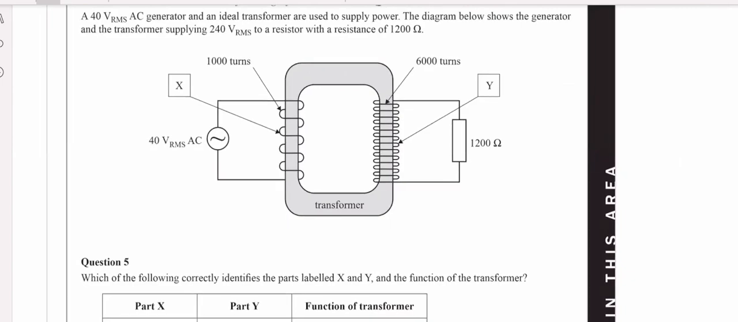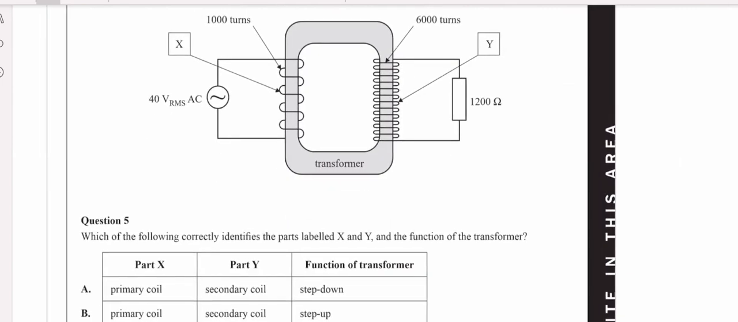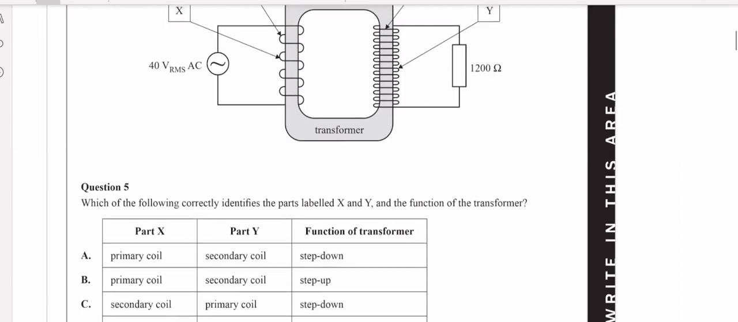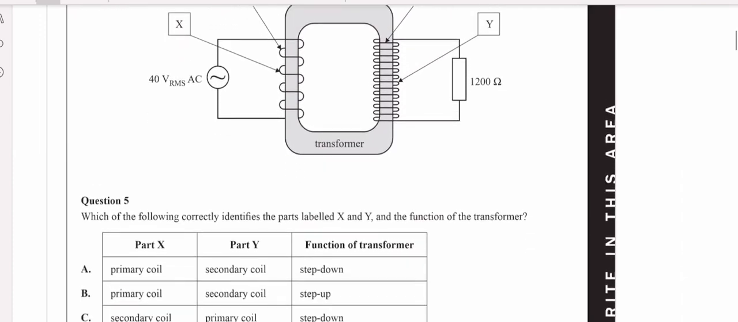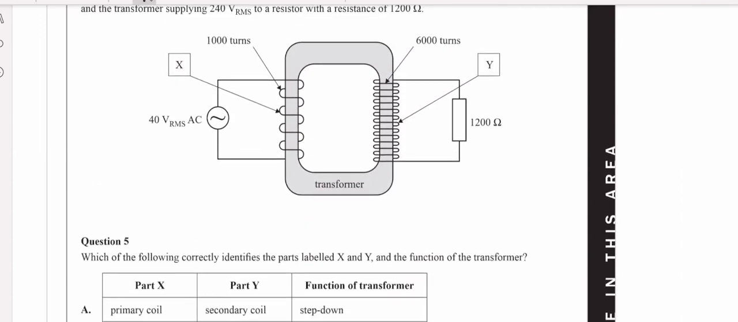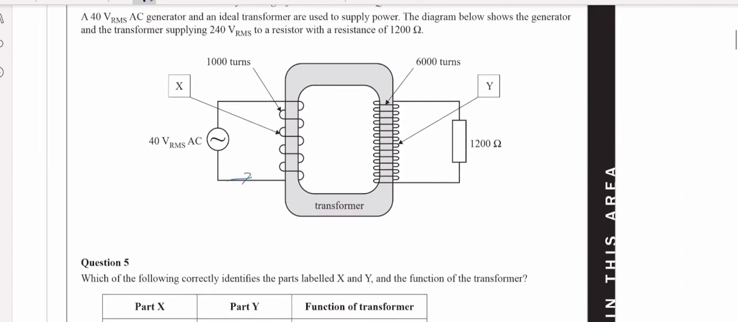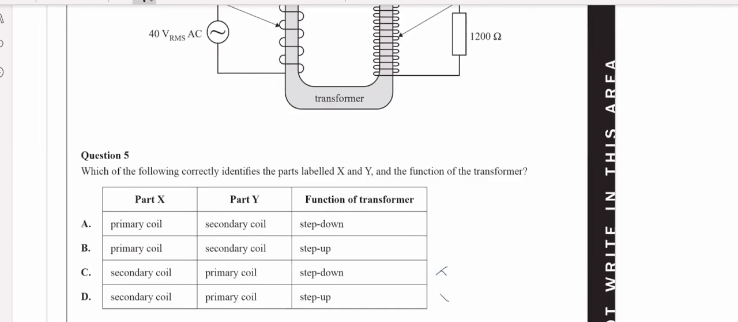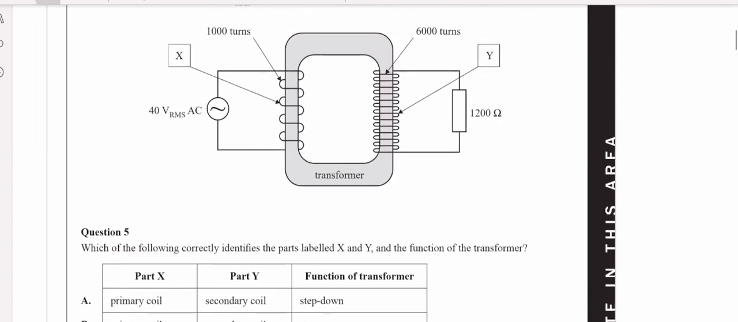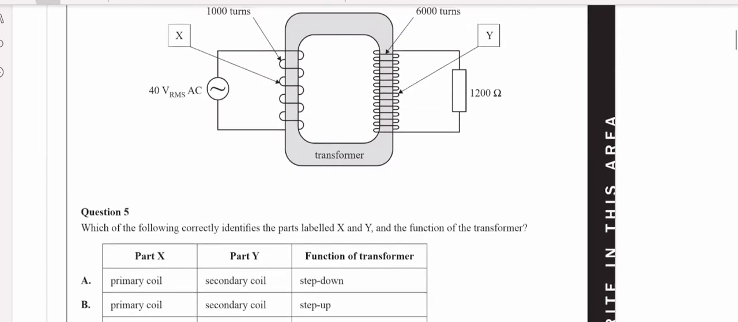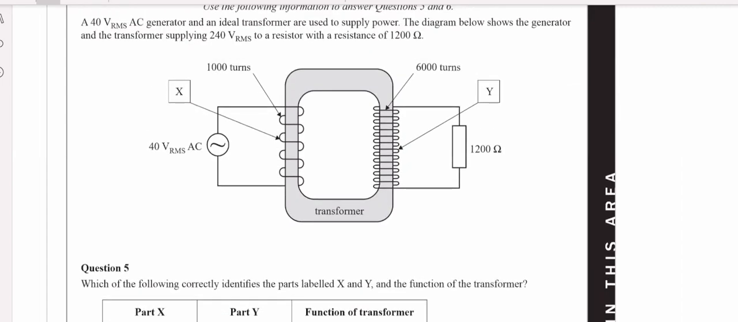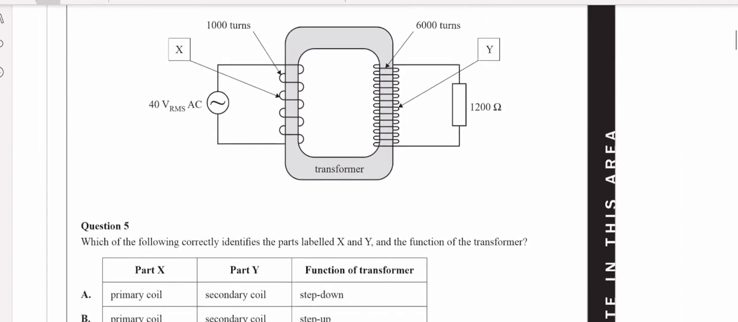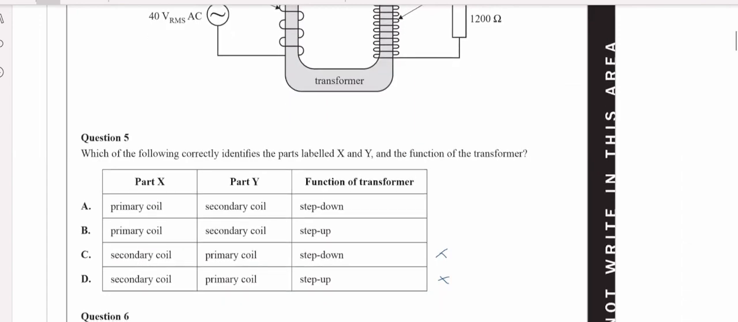Question 5 is just asking us to label the diagram. So, X, the current is coming this way, so X is the primary coil, so these two are already gone, and Y has to be the secondary coil, and the function is going from 10,000 turns to 6,000 turns, so it's a step up. B.